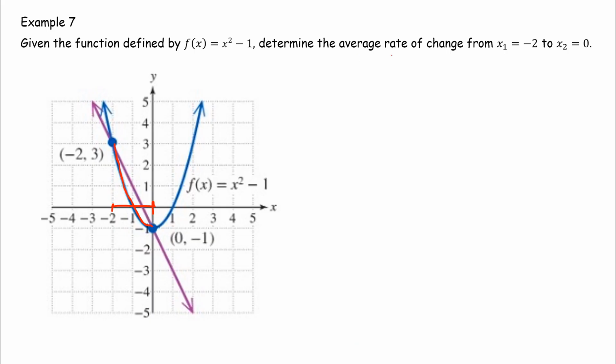And so that's just going to be y1 minus y2, or y2 minus y1, either way, over 0 minus -2 in this case. So you've got -4 over 2, which is -2. So the average rate of change of this parabola on the interval from -2 to 0 is just -2. That's what you would say.